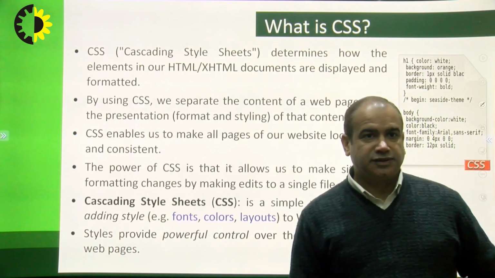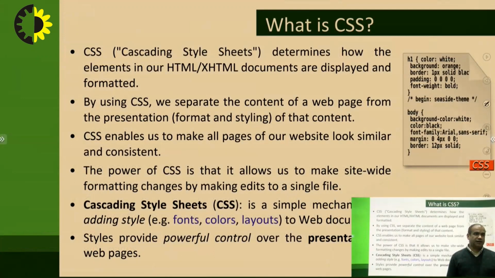So, what is the meaning of CSS? CSS is basically Cascading Style Sheet, which determines how the elements in our HTML or XHTML documents are displayed and formatted. By using CSS, we separate the content of a web page from the presentation, like formatting and style of that content. So CSS enables us to make all the web pages of our website look similar and consistent.